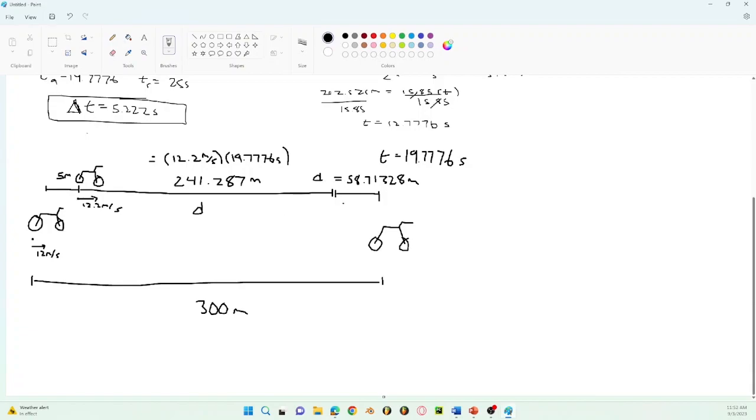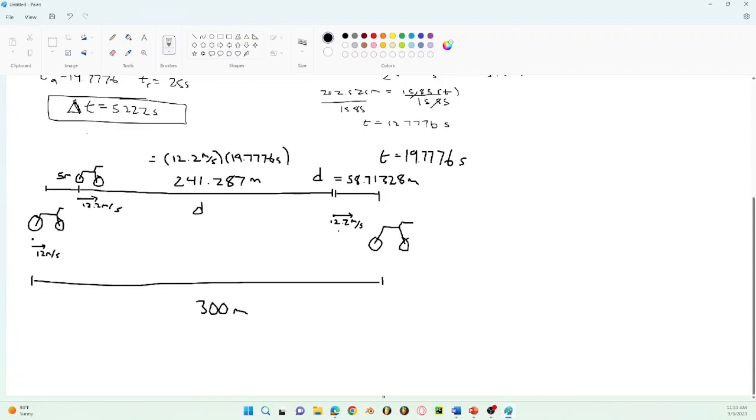Now we need to figure out how many seconds this person was ahead of this person. So in other words, after this guy finished, how long did it take this guy to finish, or girl? I don't know who we're talking about. After this guy finished, how long did this guy take to finish? And that is just, at this point in time, this person is still traveling at the constant velocity of 12.2 meters per second and is covering this distance.